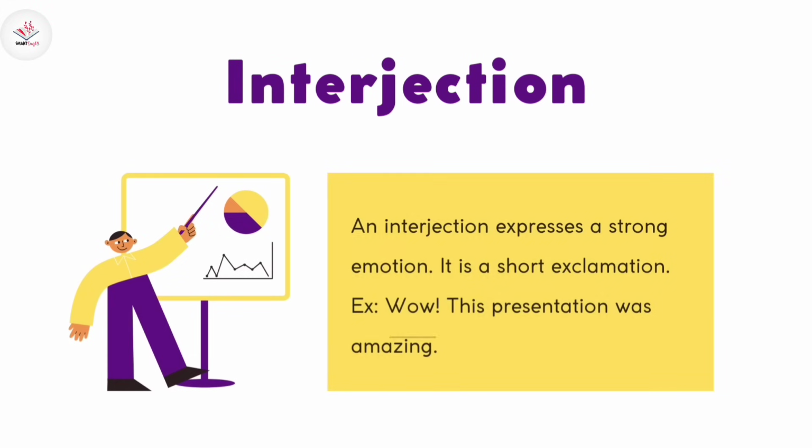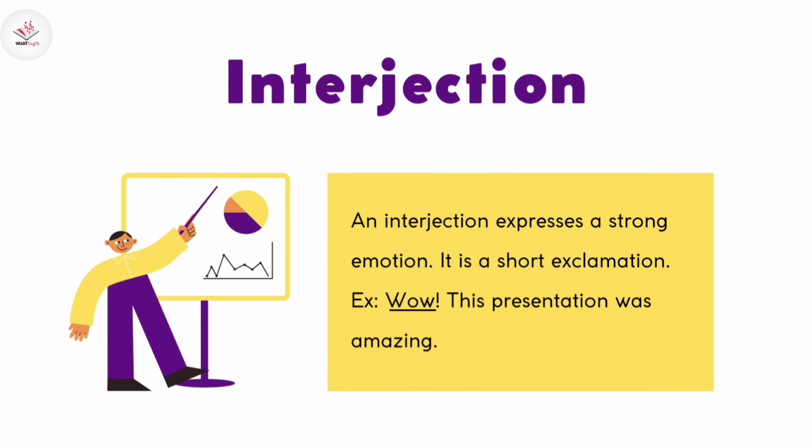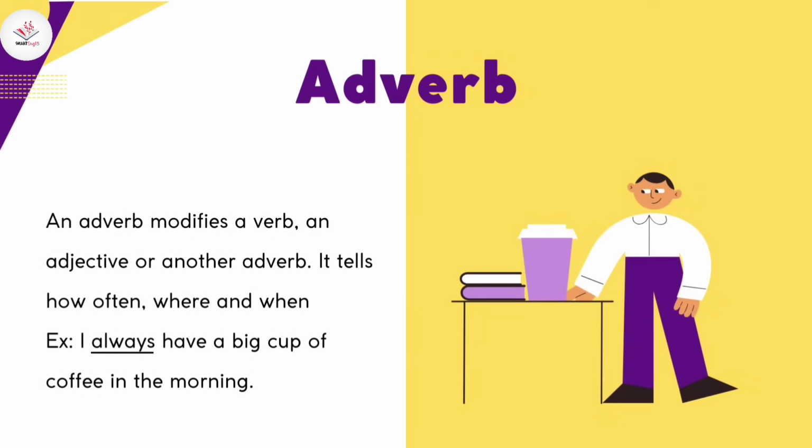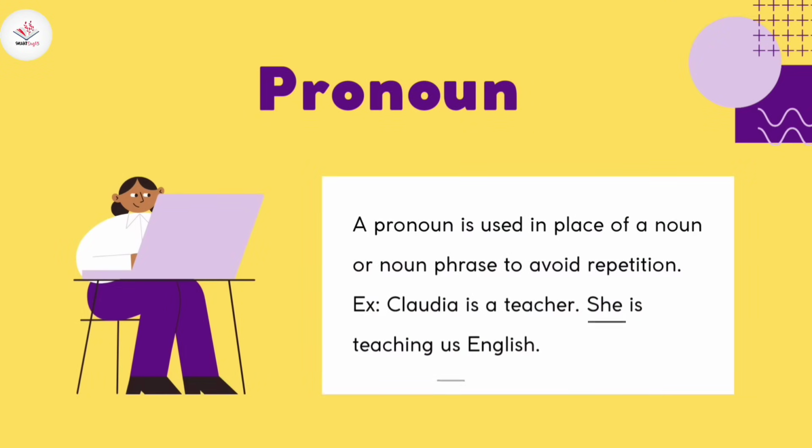The next is an interjection. An interjection expresses a very strong emotion and it is a very short exclamation also. Example: wow, this presentation was amazing. Let's move to the adverb now. So it modifies a verb, an adjective or maybe another adverb. Simply it tells us how often, where and when. Let's take an example. I always have a big cup of coffee in the morning.